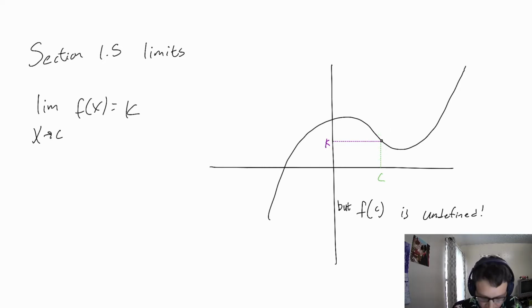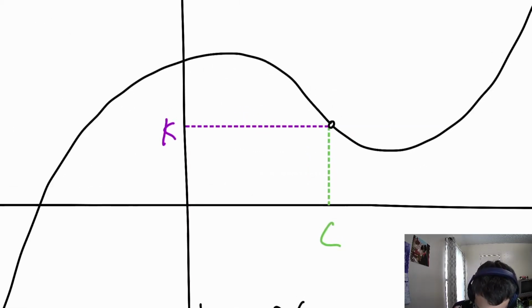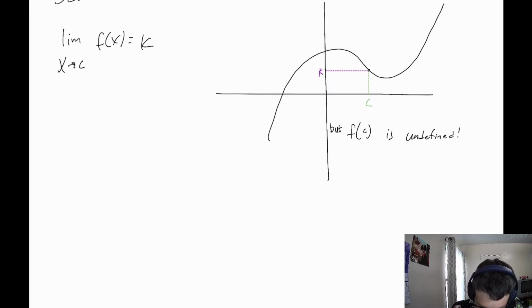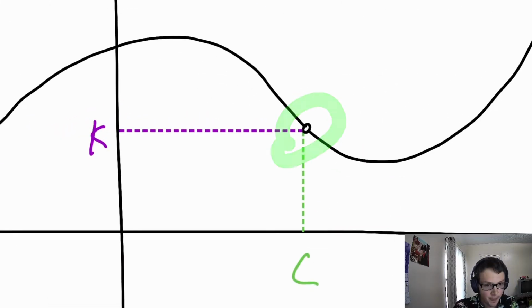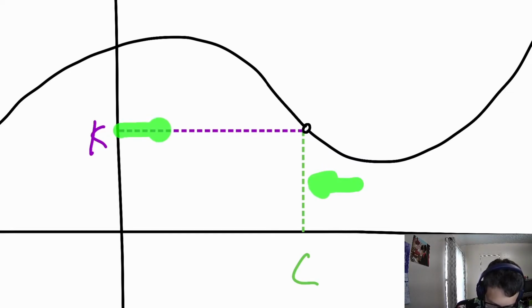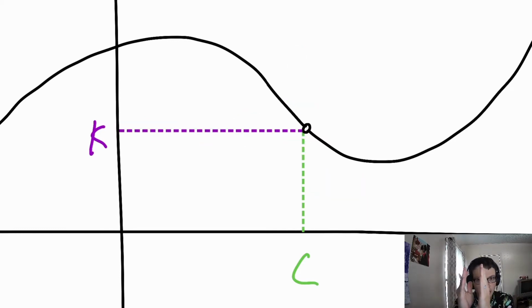So here I've drawn a function where as the x values get close to c, the y values also get close to k. Even though f of c is technically undefined, as we can see by this open circle here. So the function isn't actually defined at f of c. But as the x values get closer to c, the y values get closer to this k. Okay, so that's what it means to be a limit. We get close in the x direction, we limit to something in the y direction.